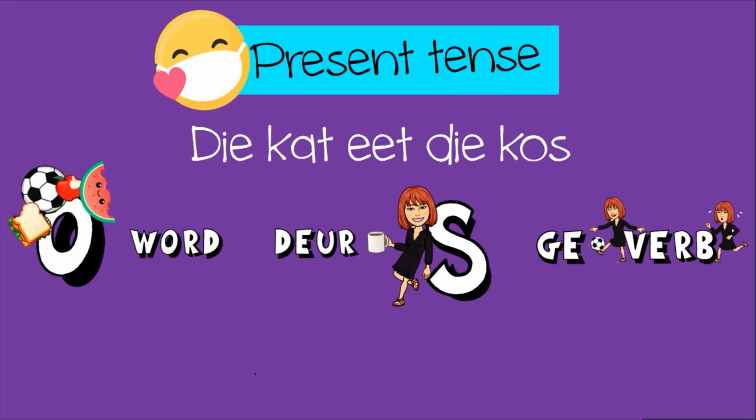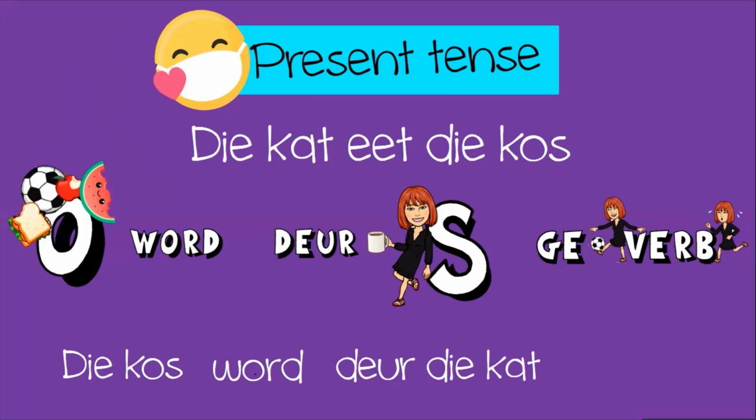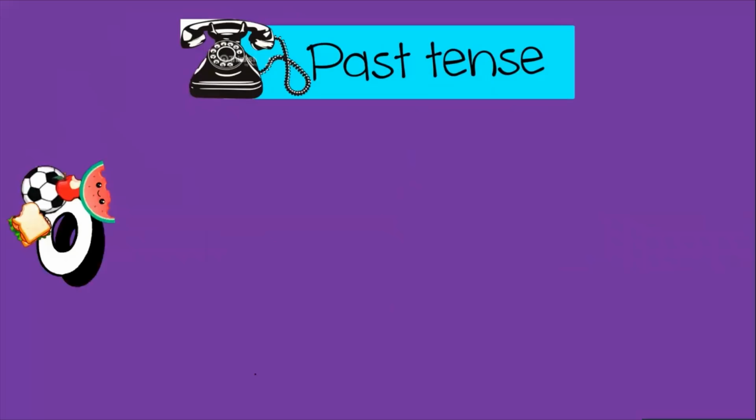Die kat eet die kos. Now we know we're going to start with our object. What is our object in that sentence? Die kos word deur die kat geëet. We always have a deur with our subject.